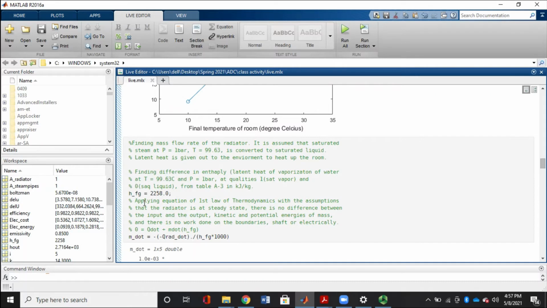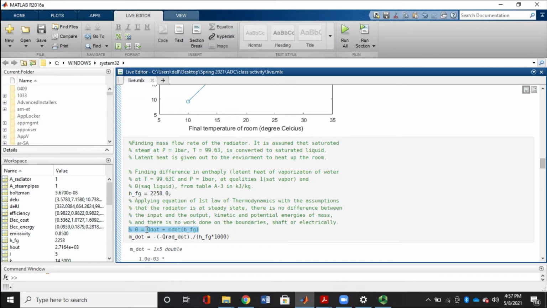For the first law of thermodynamics for open systems, we will also use the assumption that the kinetic and potential energies of the mass are not changed. Moreover, we can also say that there is no work done, and that it is at a steady state. So this will be the reduced form of the first law.